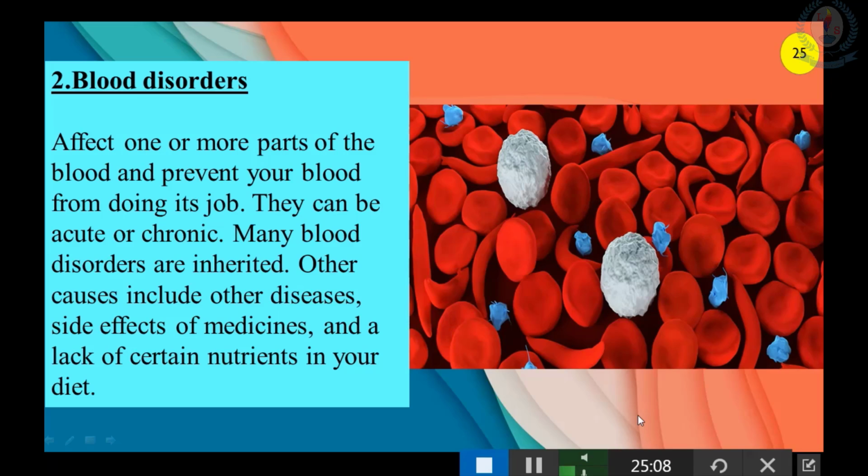The second type is blood disorders. Blood disorders affect one or more parts of the blood and prevent your blood from doing its proper job. They can be acute or chronic. Many blood disorders can be inherited. Other causes include other diseases, side effects of medicines, and lack of certain nutrients in your diet.